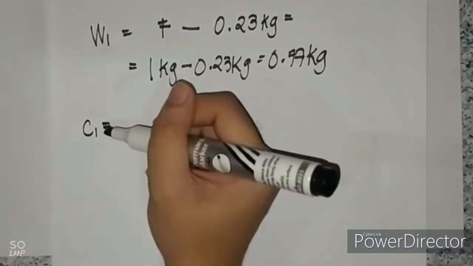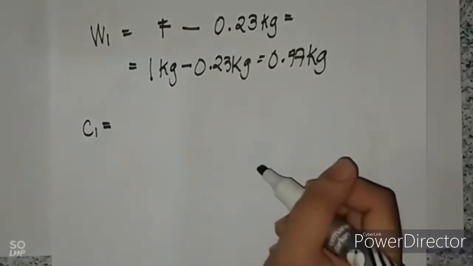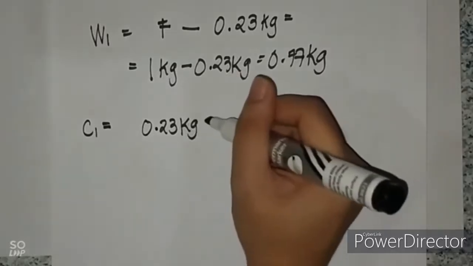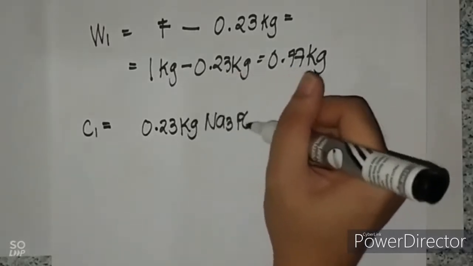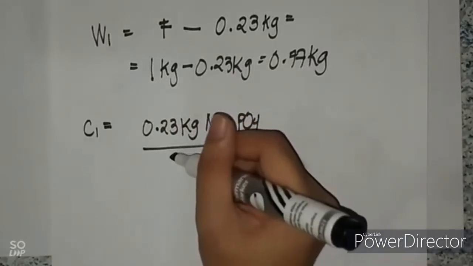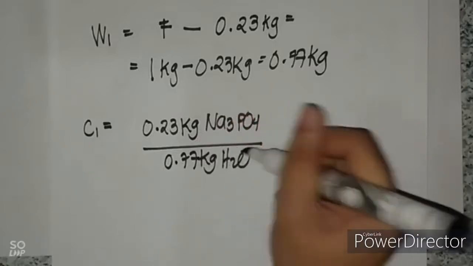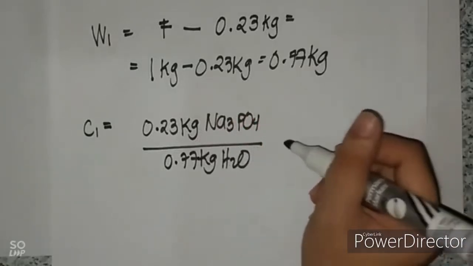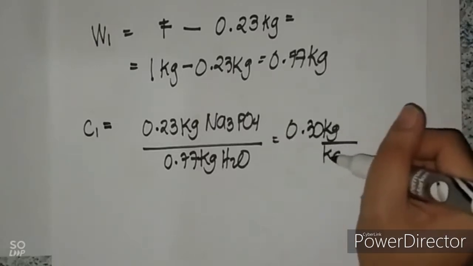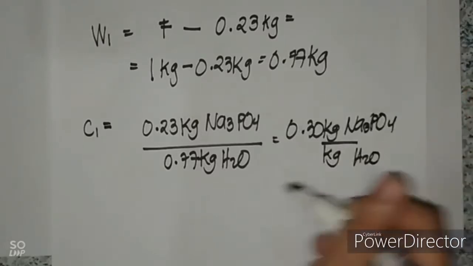Our C1 also here is the initial concentration of the solution. So that would be 0.23 kilogram of sodium phosphate, which is the mass of our anhydrous salt, over the 0.77 kilogram of H2O, which is the mass of our solvent here. When we calculate that, that would be 0.30 kilogram of sodium phosphate per kilogram of water.